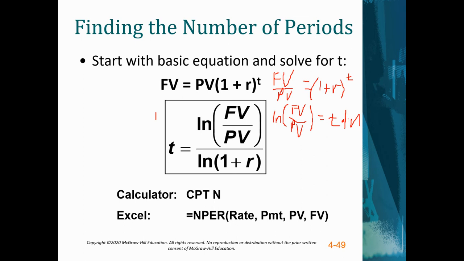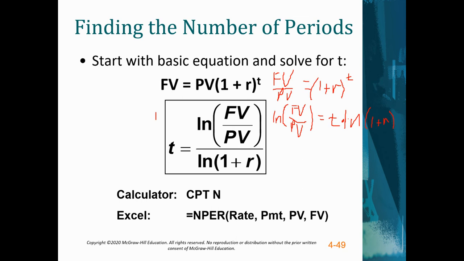ln, hopefully you can see this here in the blue, 1 plus R. So basically I'm going to divide both sides by the natural log of 1 plus R, and this is what I have here. So T is equal to the natural log of FV over PV divided by the natural log of 1 plus R. And of course, if I plug in future value, present value, and the interest rate, I just have to compute it with the calculator.